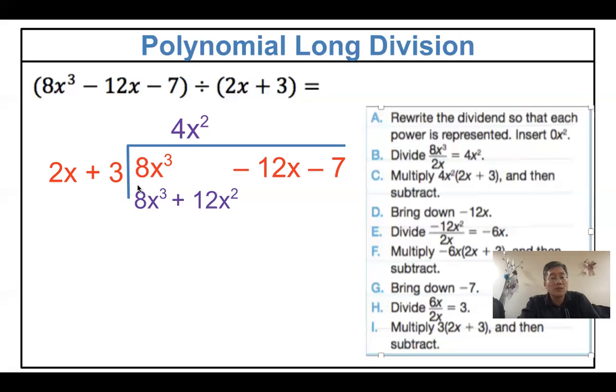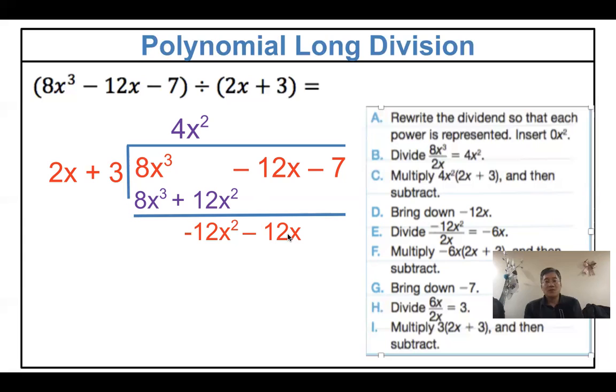But you should do the same thing for the number 3 also. So you should multiply 3 times 4x squared, which is 12x squared. Now what do we do? We subtract, right? When you subtract, this and this will always cancel because it's exactly the same. Then 0 minus 12x squared is negative 12x squared. And then we bring this down, right? So this is negative 12x squared minus 12x.